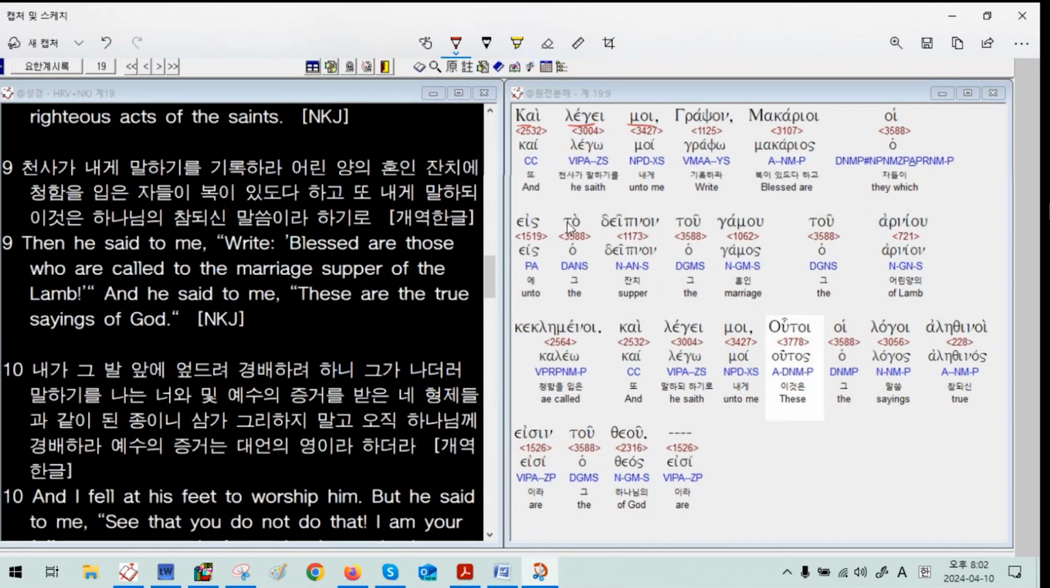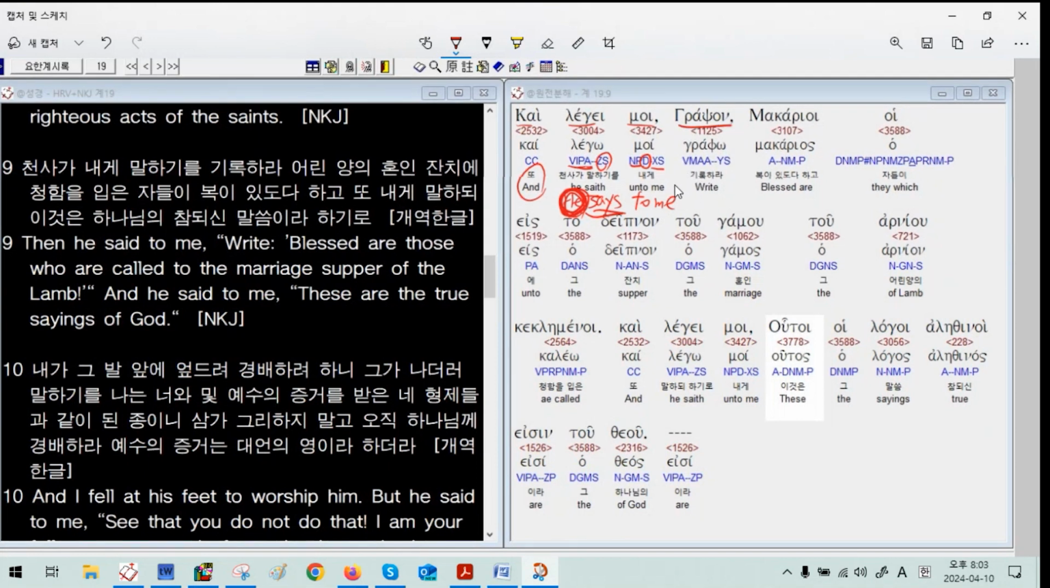Kai legei moi, and he says, right? VIPA, verb indicative present active. So he says. Who is he? The messenger, right? The messenger who pours out what? We already see that from Revelation chapter 16, verse 17 until here is the sevenfold process, which is the seventh messenger who pours out the sevenfold. That person says. And then moi is the noun, personal pronoun, dative, first person singular. So, to me.